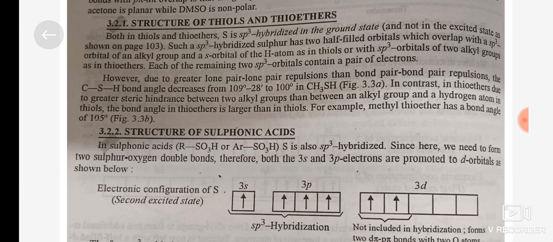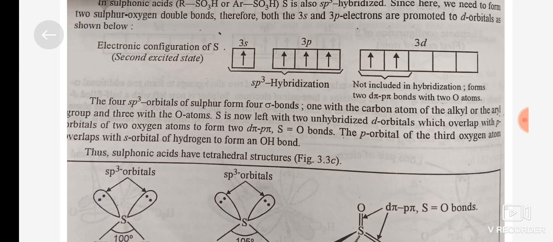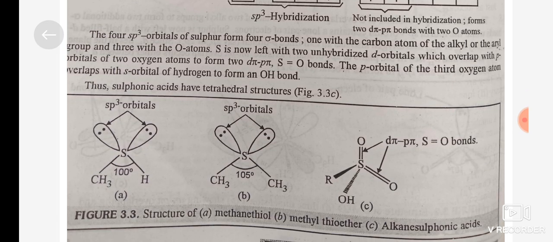Structure of sulfonic acid. In sulfonic acid, sulfur is also sp3 hybridized. Since here we need to form two sulfur-oxygen double bonds, both the 3s and 3p orbitals are promoted to d orbitals as shown below. The four sp3 orbitals of sulfur form 4 sigma bonds, one with the carbon atom of the alkyl or the aryl group and 3 with the oxygen atoms.